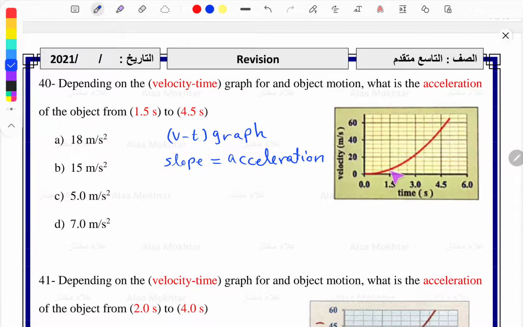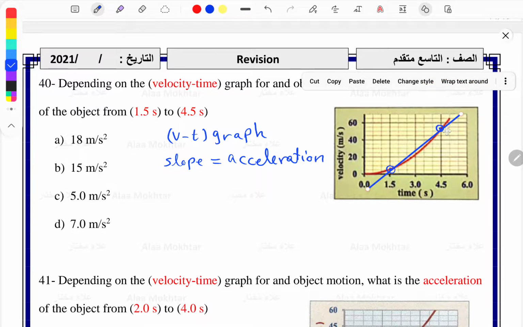At 1.5 I put a dot. At 4.5 seconds I put another dot. I can draw the line segment between these two points and calculate the slope for this line. I think it's correct, yes.